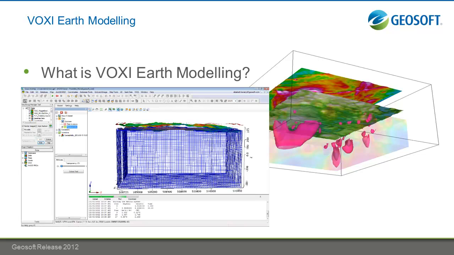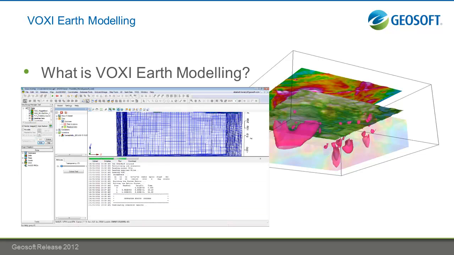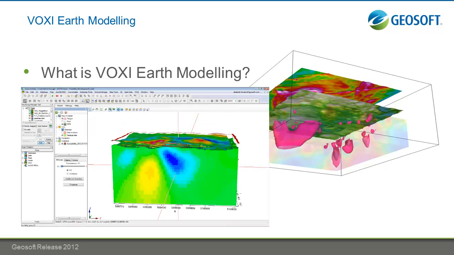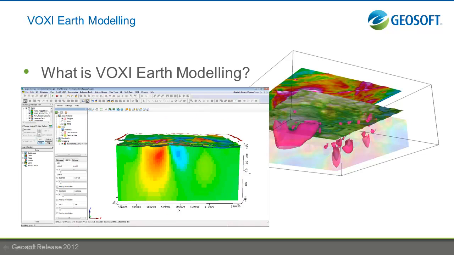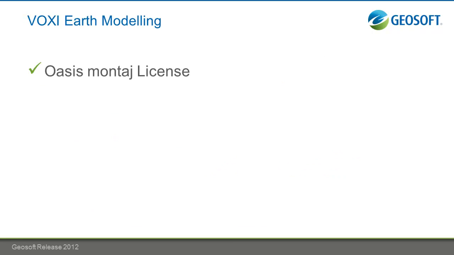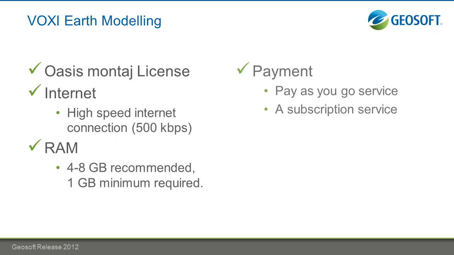There really is no ongoing hardware and software maintenance of Voxy Earth Modeling services, and you pay for what you need. This really provides benefits and cost-effective geophysical inversion services, allowing our customers, from consultants to large exploration groups, to be able to use inversions effectively and in a timely and cost-effective way. To use Voxy, an Oasis Montage license is required, as well as a high-speed internet connection.